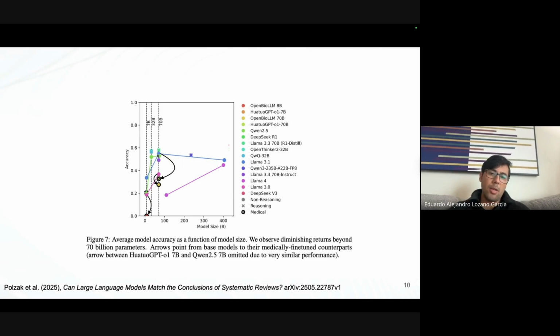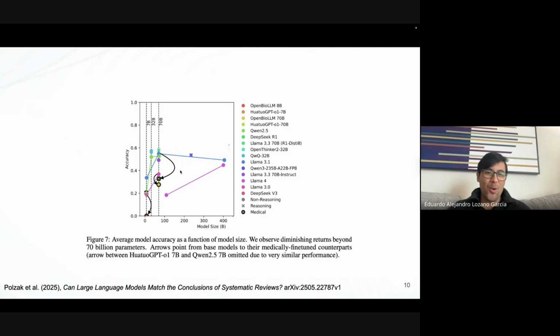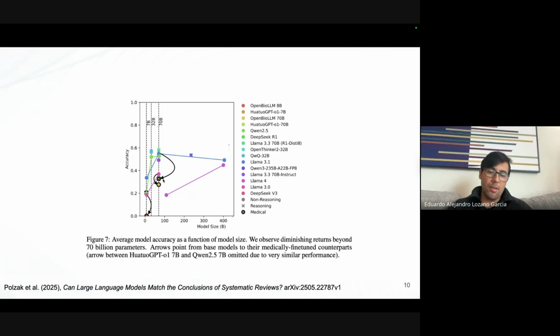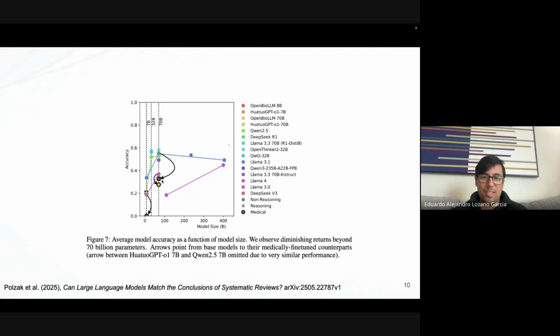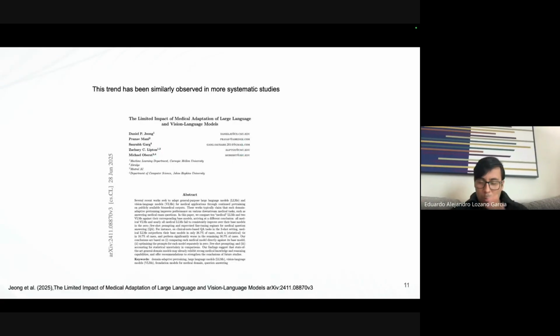Here there's a lot of things going on. The only thing you need to focus on is this arrow, which shows the trajectory of accuracy of the base model compared to its fine-tuned medical model. You can see that there's a degradation in performance. We saw this in multiple tasks that we evaluated our models on, but there's a more recent study by CMU that has observed a similar trend across a lot of models and across a lot of tasks. I really recommend reading this paper. It really shows that there's a limited impact of these medical adapted LLMs and VLMs, right?